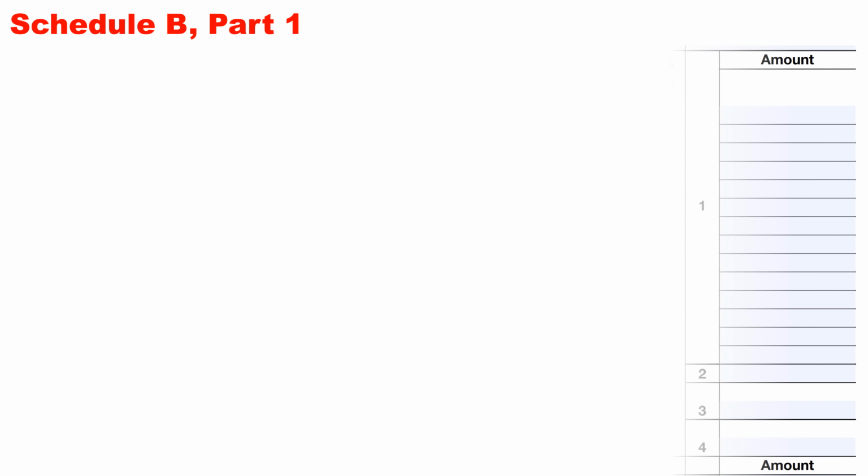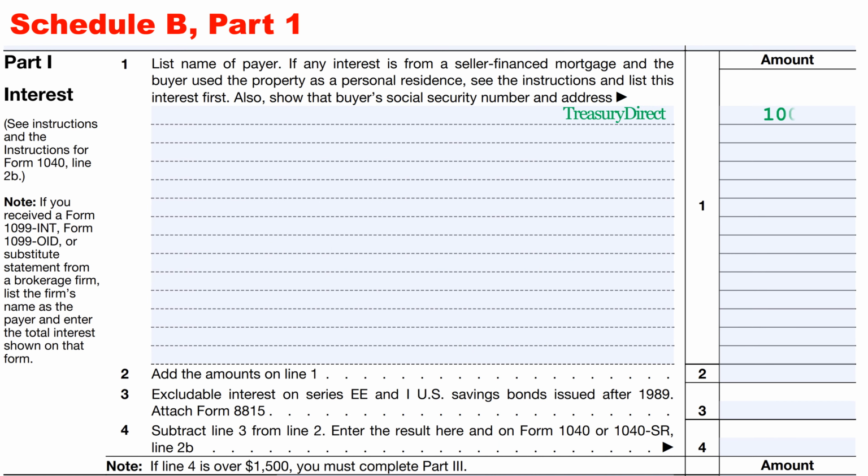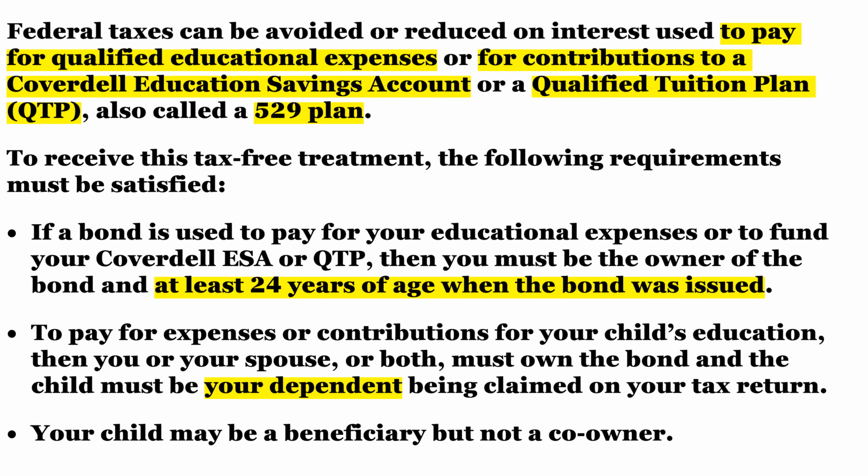Form 1099 will report all interest earned on the bond, so if you previously reported some of the interest, then that interest must be subtracted on Schedule B. If you use tax software, as most people do, you must make sure that the software provides a means of subtracting previously reported interest. Otherwise, you will pay additional tax on that interest. Federal taxes can be avoided or reduced on interest used to pay for qualified educational expenses or for contributions to a Coverdell Education Savings Account or a qualified tuition plan, also called a 529 plan.